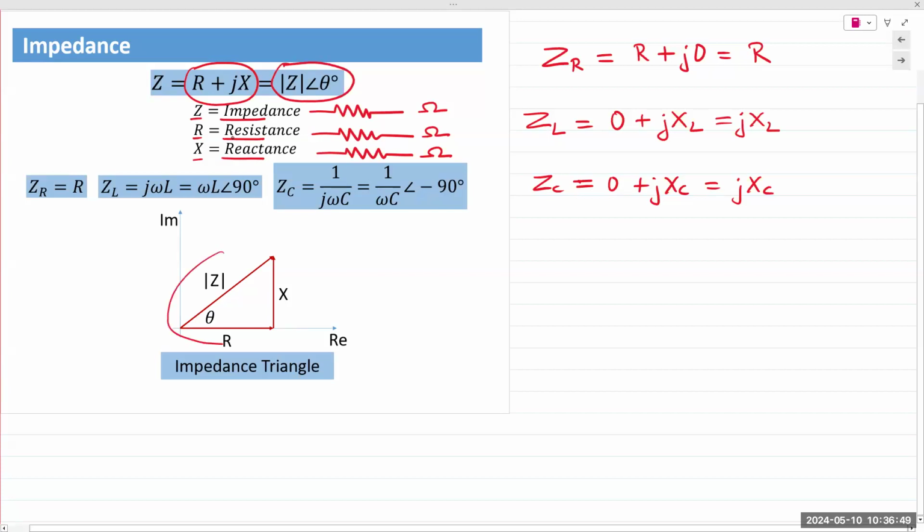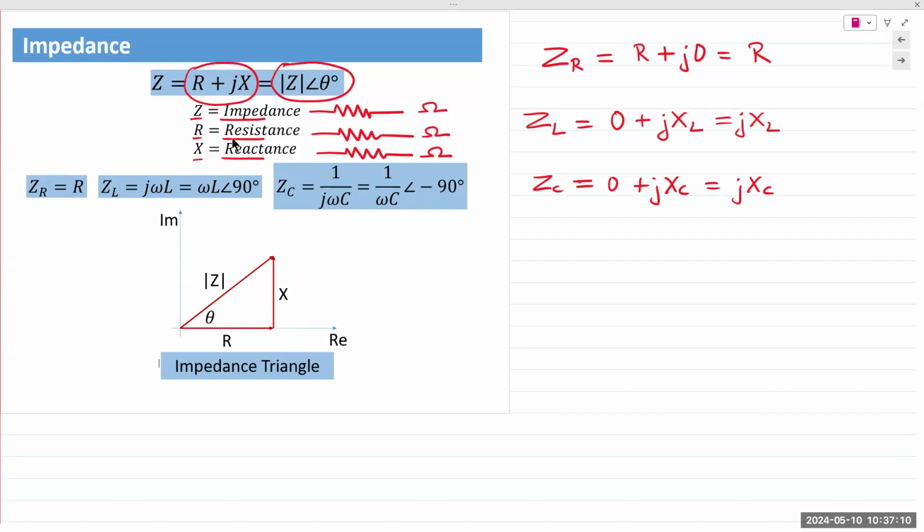So you combine all three sides, you get what is known as the impedance triangle. Okay. You have R on the real axis, on the x-axis. You have X on the y-axis. And the third side, the hypotenuse, gives you the magnitude of Z, the impedance triangle.